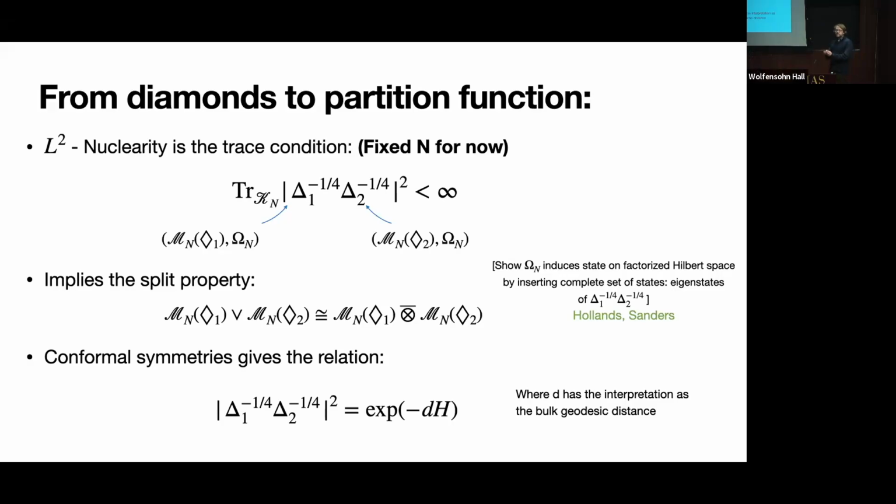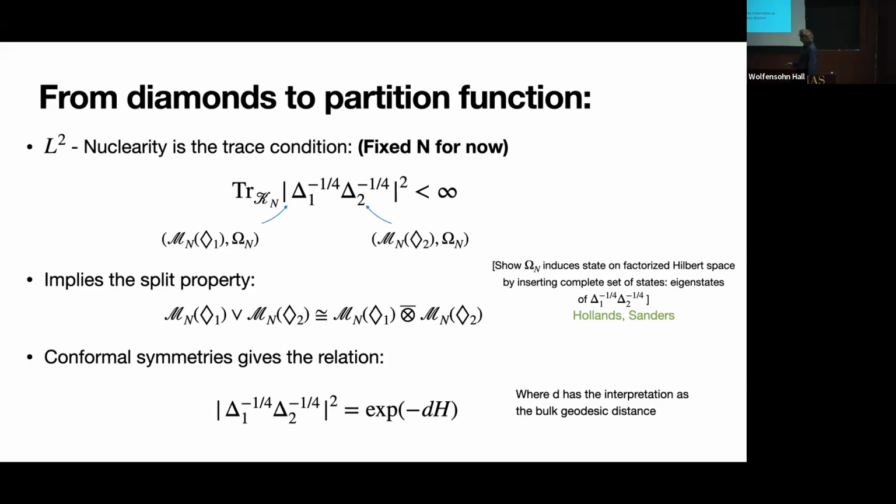It turns out it's even non-trivial when the diamonds are separated. And one way to prove it is with the finiteness of the trace of this operator. And of course, now it turns out that conformal symmetries allow you to compute what this operator is. And it's just the partition function. It's just e to the minus beta h, where beta has the interpretation as the geodesic distance between these bulk causal regions. That's just some coincidence. I haven't said anything about AdS/CFT at this point. In fact, this was all for fixed n.